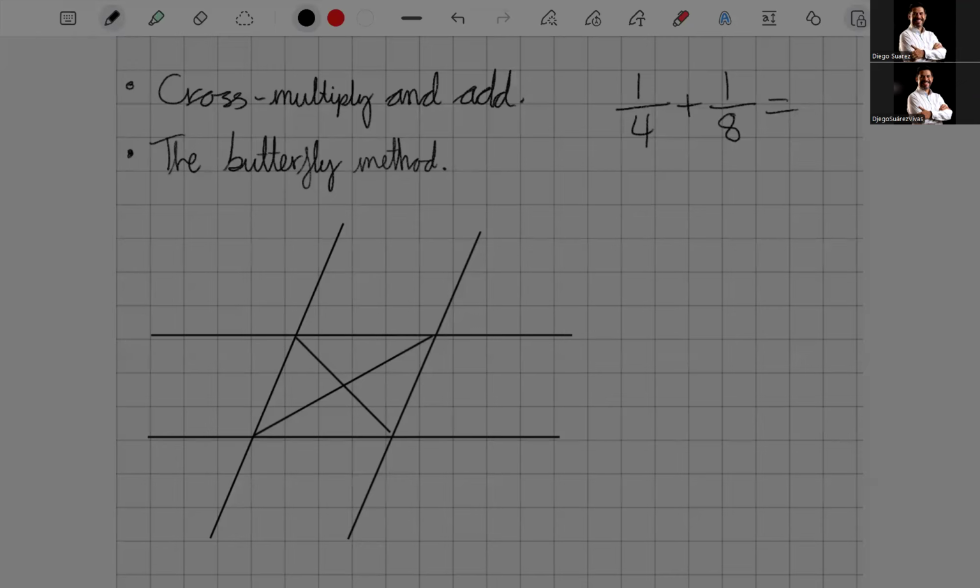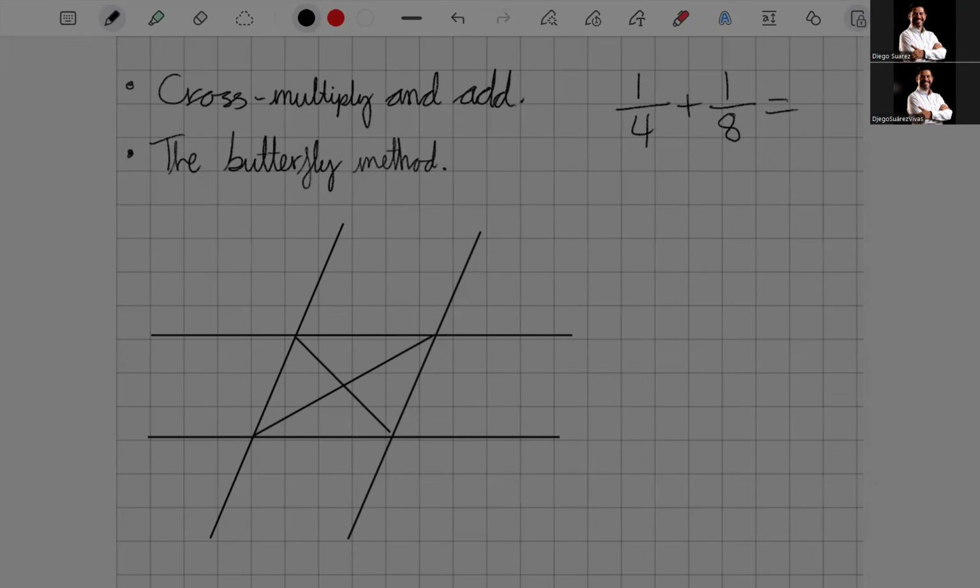Hello, dear students. I was wondering if some of you couldn't really understand the difference between using the cross multiply and add method versus the multiply method.